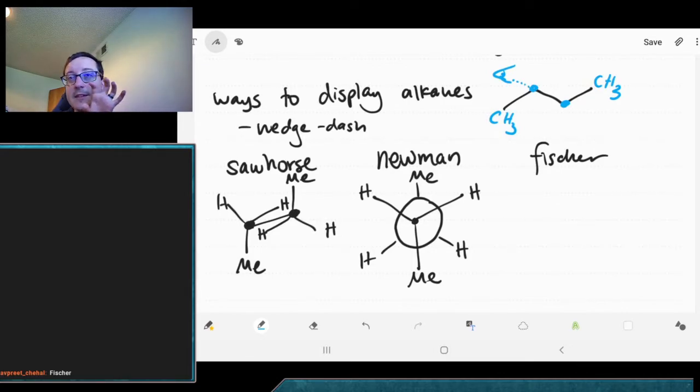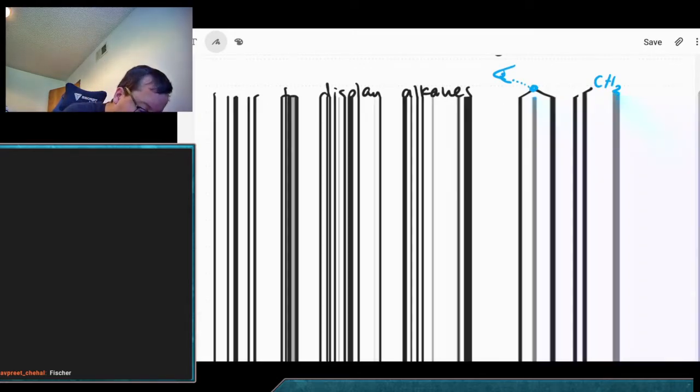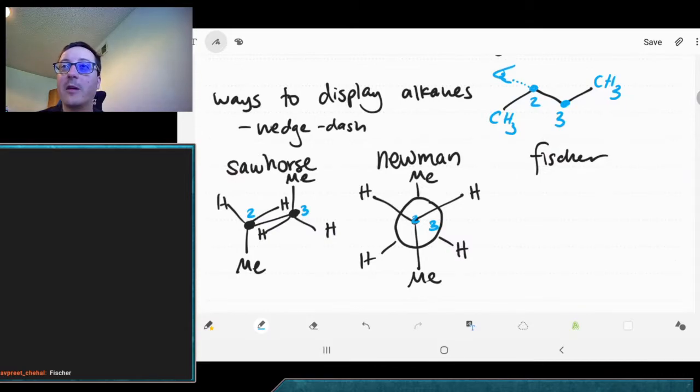And so this is kind of how I'm getting these two. So I'm looking at carbons 2 and 3 of this particular one. This is carbon 2. That's carbon 3. This dot in the middle is carbon 2. This round thing is carbon 3. And we're just looking at what's attached to all those.